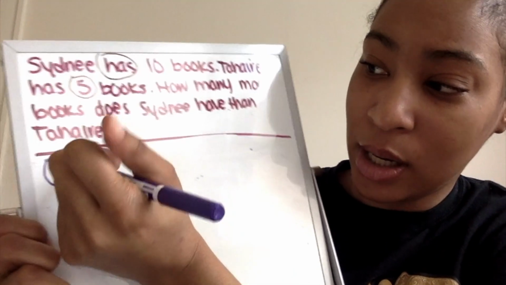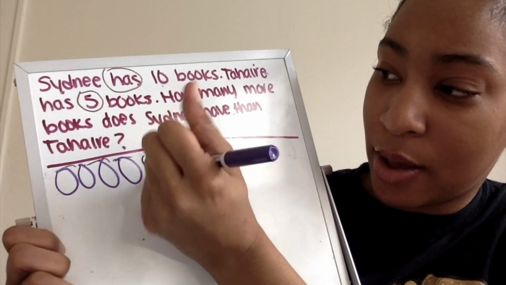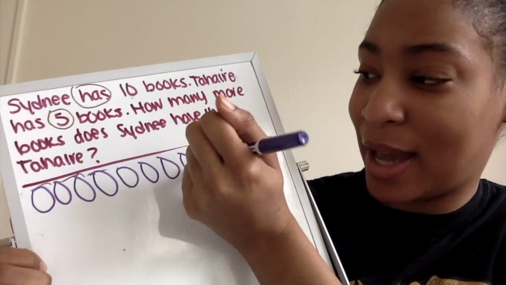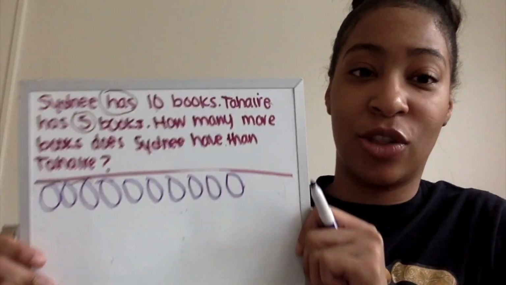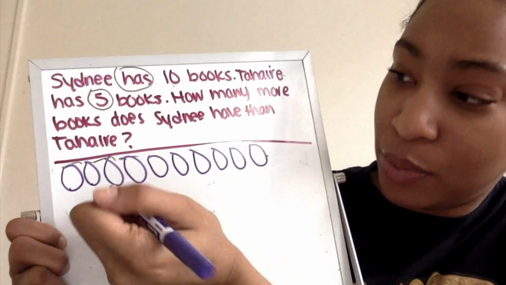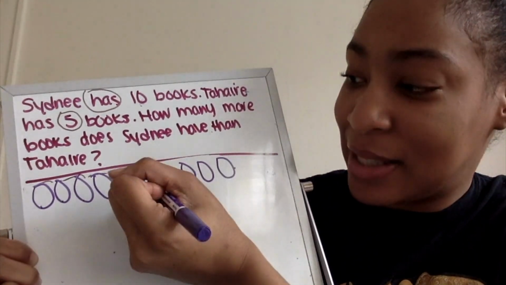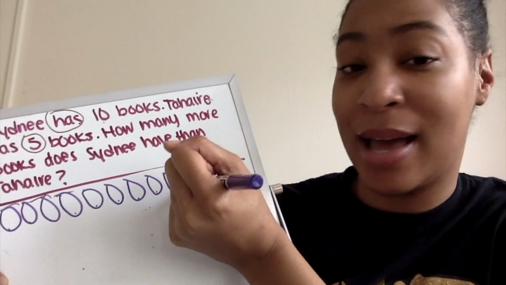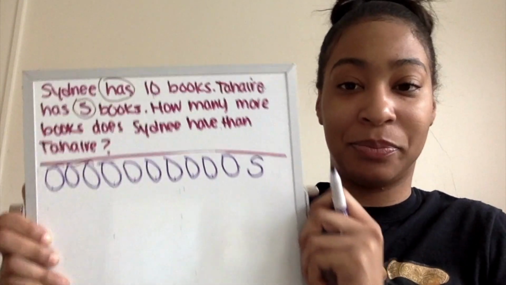1, 2, 3, 4, 5, 6, 7, 8, 9, 10. Now let's go back and make sure that we have 10 books for Sydney. 1, 2, 3, 4, 5, 6, 7, 8, 9, 10. And I'm going to put an S to represent Sydney.